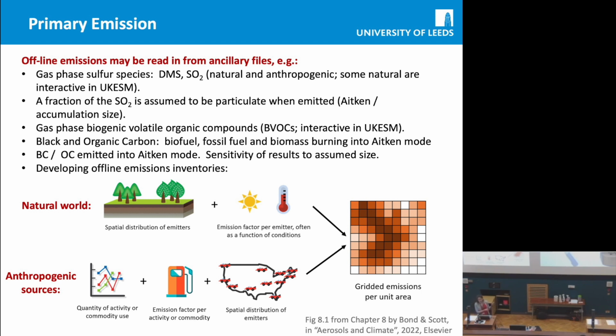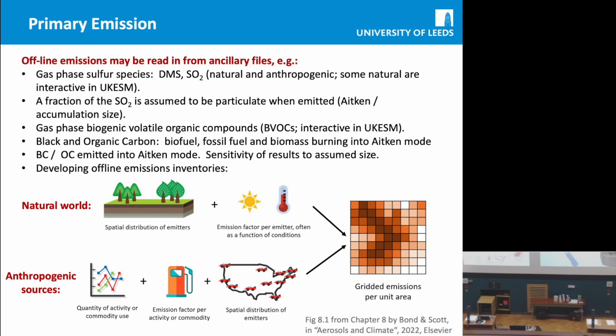And to develop those emissions inventories, in the case of industrial or anthropogenic emissions, someone has had to look at how much human activity or commodity use there is in a particular area, work out how that affects the emission of something like black carbon, and then develop something to represent the spatial distribution of those emitters around the world. And that gives us this gridded data set of emissions.